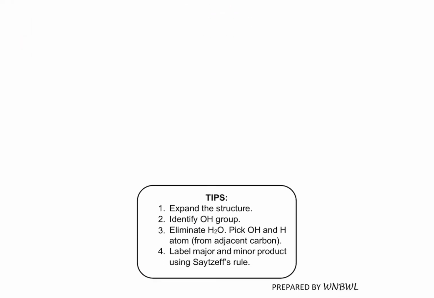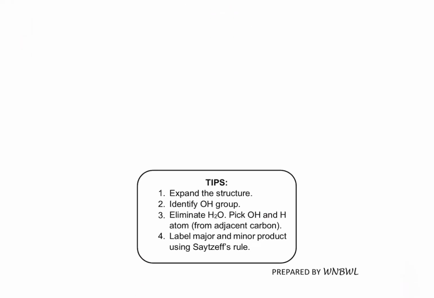Now, I'm going to start this question by using the tips here. Step number 1, you are going to expand the structure, and this is where you have to determine the carbon chains involved. The next one, you are going to identify the OH group. For step 3, you are going to eliminate H2O. So how? You are going to pick OH and hydrogen from adjacent carbon. And once you get the alkene as your product, you have to label the major and minor product by using Saytzeff's rule that you've learned in the previous video.